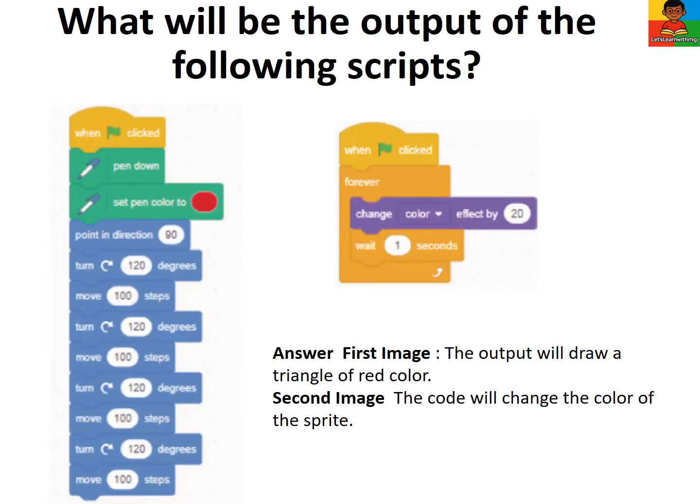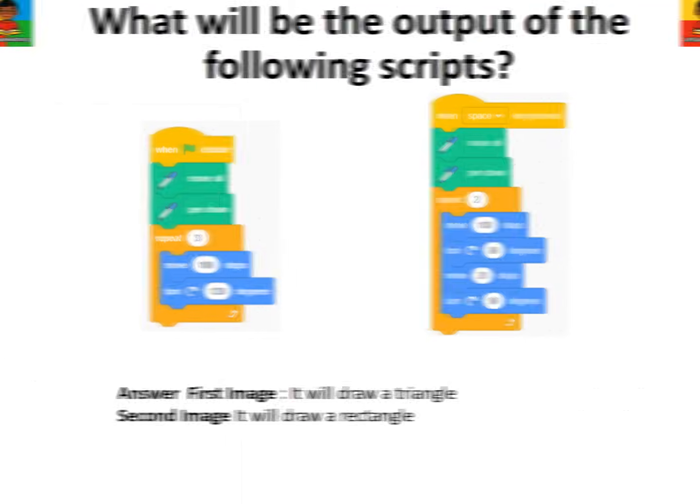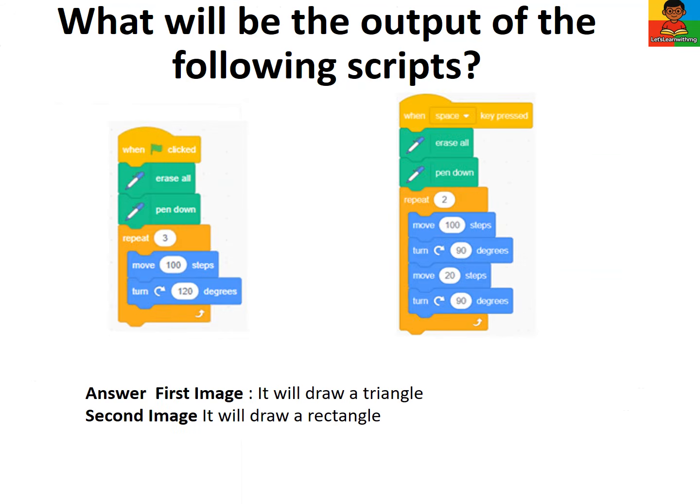Let's look at the output of these scripts. First image. The output will draw a triangle of red color. Second image. The code will change the color of the sprite. Now, what will be the output of these scripts? First image. It will draw a triangle. Second image. It will draw a rectangle.